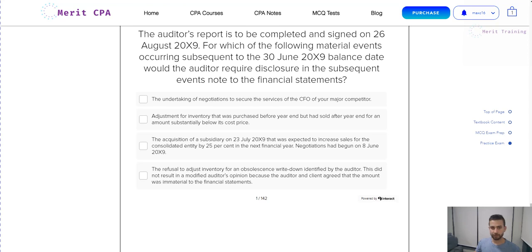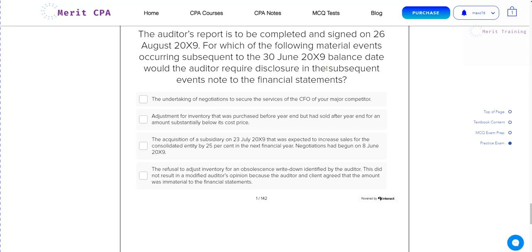B. An adjustment for an inventory that was purchased before year-end but had sold after year-end for an amount substantially below its cost price. C. The acquisition of a subsidiary on 23rd of July that was expected to increase sales for the consolidated entity by 25% in the next financial year. Negotiations had begun on 8th of June 20X9. And D. The refusal to adjust inventory for an obsolescence write-down identified by the auditor. This did not result in a modified auditor's opinion because the auditor and a client agreed that the amount was immaterial to the financial statements.